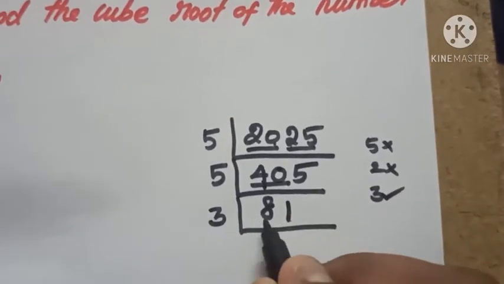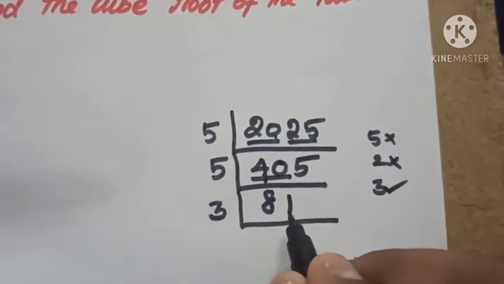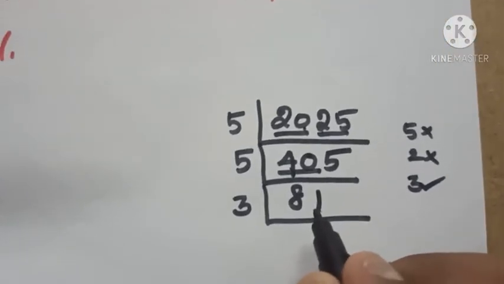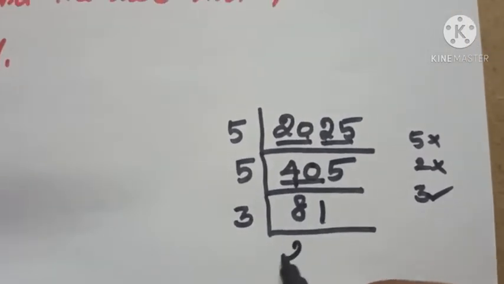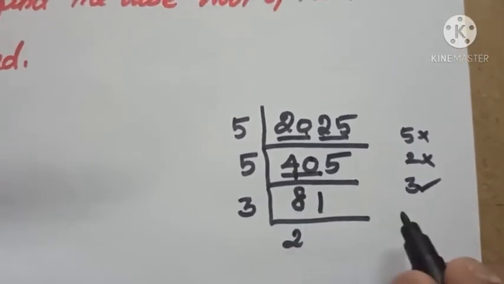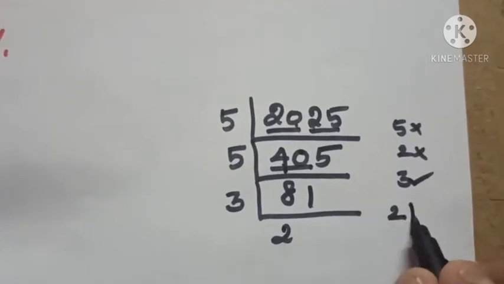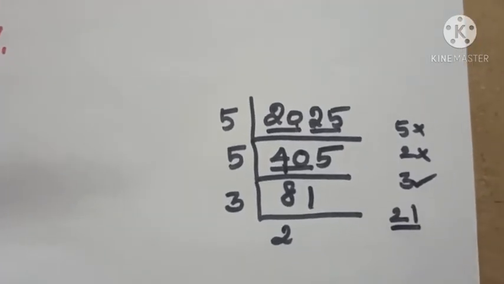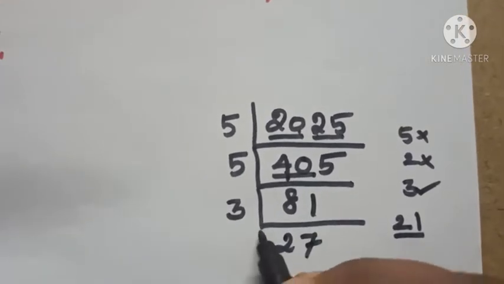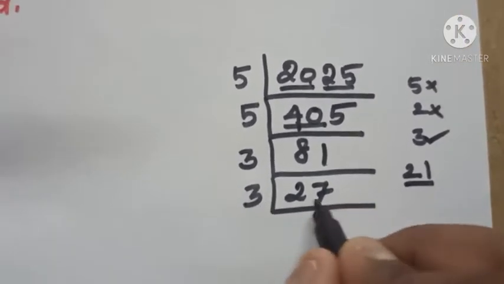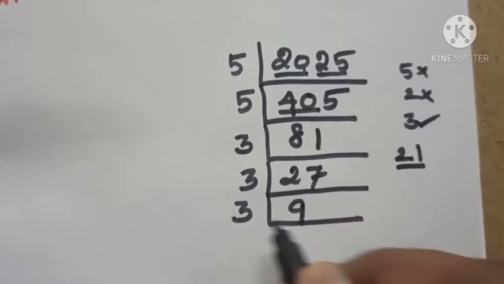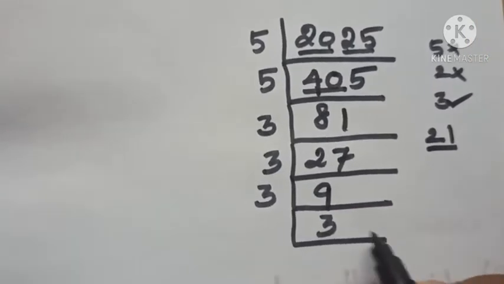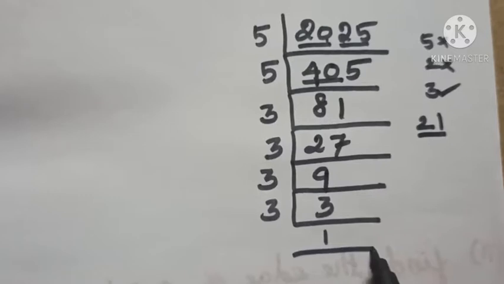So 3. 8 is greater than 3. So now you go with the table of 3. 3 ones are 3, 3 twos are 6, and 3 threes are 9. So 9 is greater than 8. We take 2 times. 2 times means 6. Remaining 2. We take another digit. Now this becomes 21. How many times? 7 times. Again we divide with 3. So 27 gives 9 times. 9 becomes 3 times. So now we get 1. Once you reach 1, you stop the process.